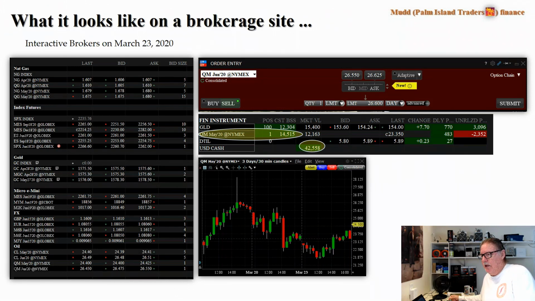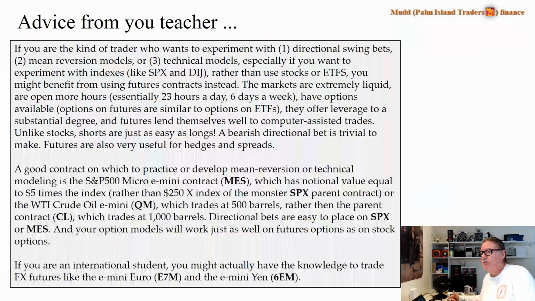So the loss is $2,352 minus $680. But you can see how volatile the QM contract is down there in the bottom. And you can see that I'm looking at 3 days here on 30-minute candles, and the swing has been between 21 and about 26. And so if you calculate the penny value of one of those contracts, then you realize these contracts will rise and fall in value $2 or $3,000 every day. So futures trading can be pretty wild at times.